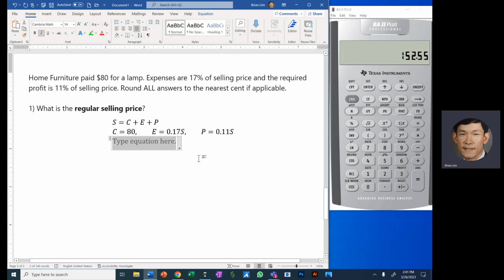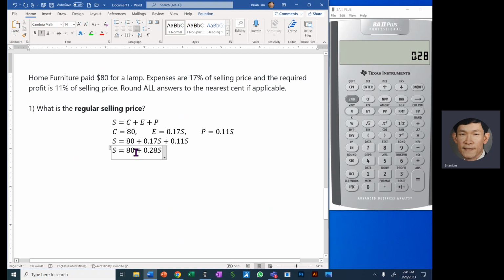Okay, so what is S? S is equal to 80 plus 0.17 S plus 0.11 S, right? So let's put the S values on the right side of the equation. Let's combine these two, 0.17 plus 0.11, and that gives us 0.28. So that would be 0.28 S.